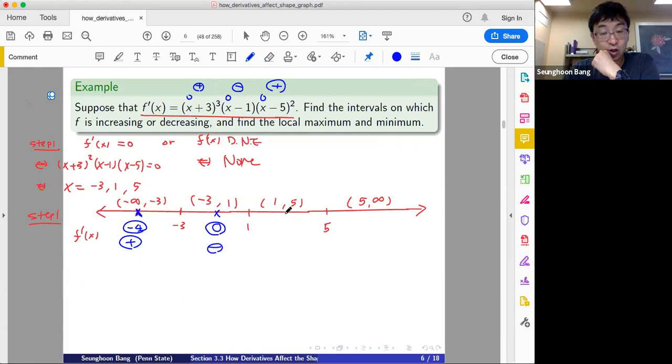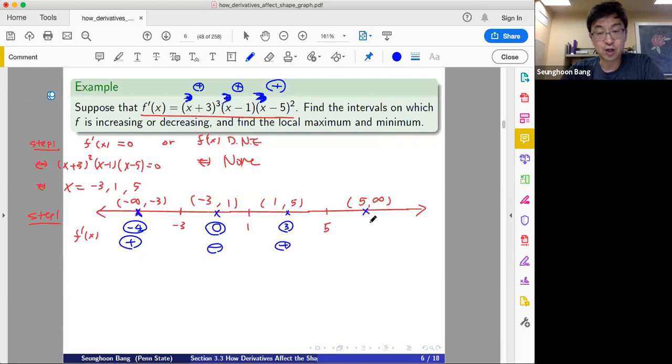For the next one, you can choose a test number between 1 and 5. I can choose 3. You can plug 3 into x. Positive or negative? Positive is right. You can check. 3 plus 3 is positive. 3 minus 1 is positive. 3 minus 5 is negative 2, and squared it is positive 4. Yes, all positive.